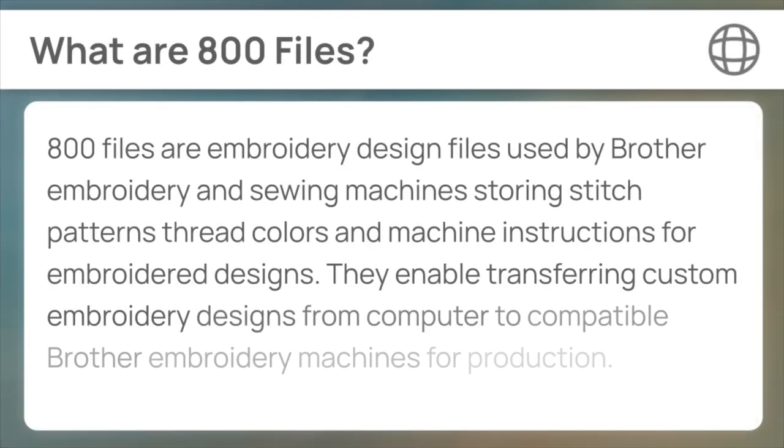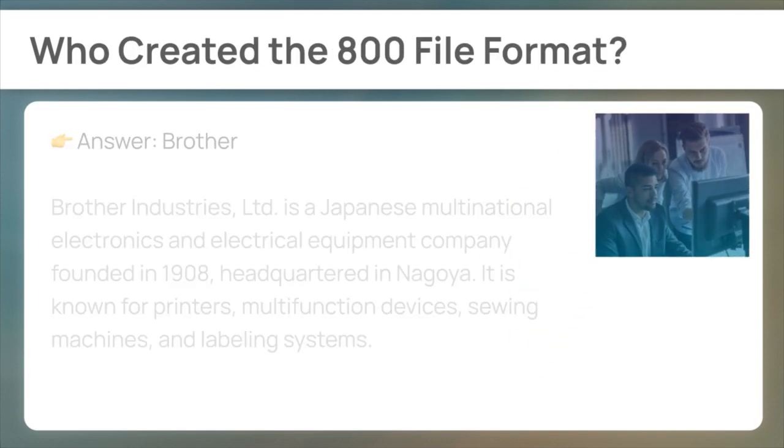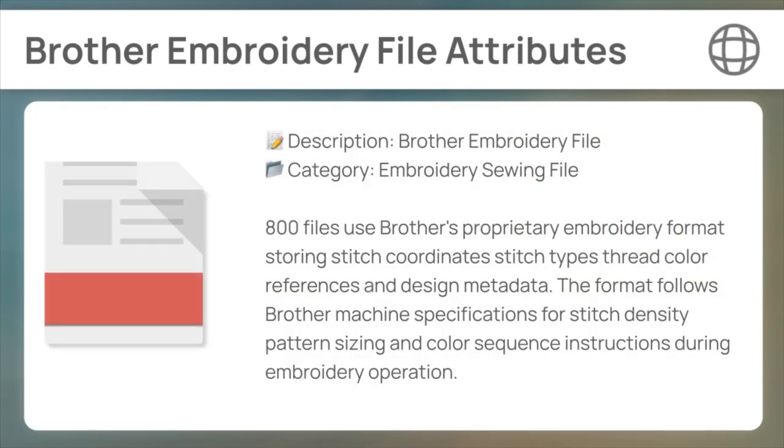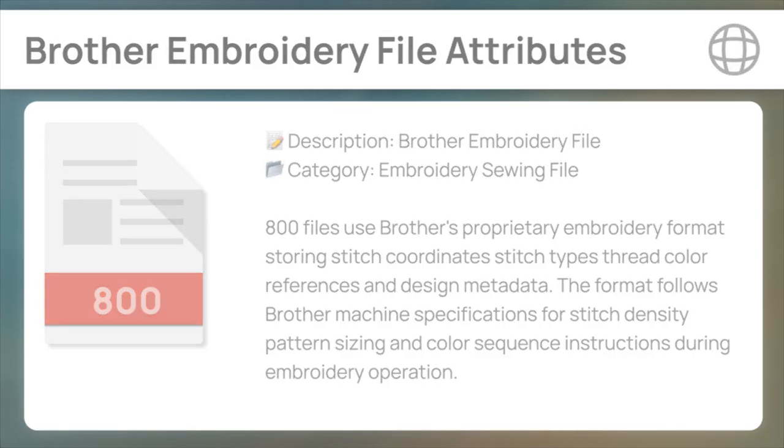800 files are embroidery design files used by Brother embroidery and sewing machines, storing stitch patterns, thread colors, and machine instructions for embroidered designs. They enable transferring custom embroidery designs from computer to compatible Brother embroidery machines for production. 800 files use Brother's proprietary embroidery format, storing stitch coordinates, stitch types, thread color references, and design metadata. The format follows Brother machine specifications for stitch density, pattern sizing, and color sequence instructions during embroidery operation.